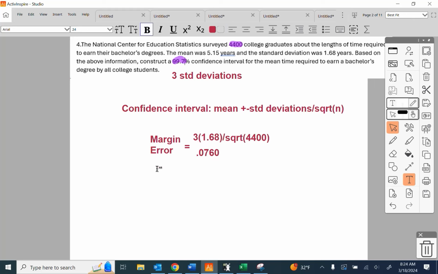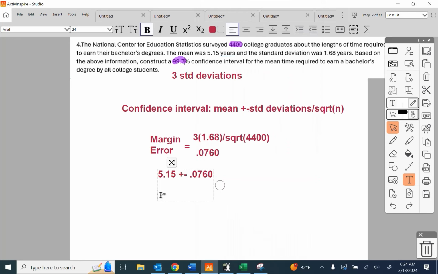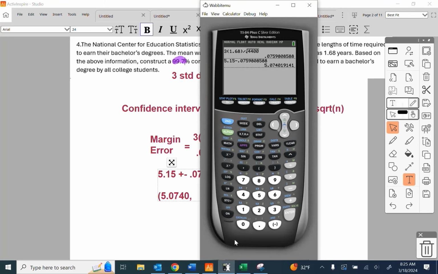So I am going to take the current mean, 5.15 plus or minus 0.0760. So let's see what it is. 5.15 minus that thing, 5.0740. The upper boundary is going to be the plus, 5.2260.